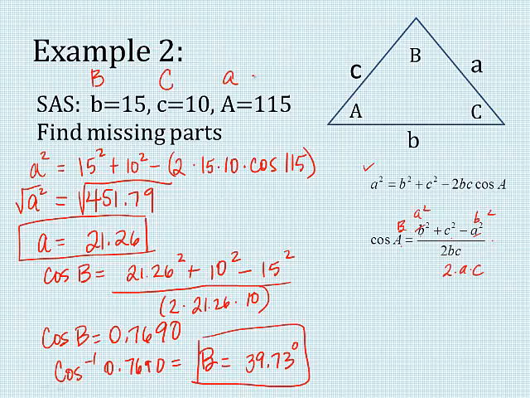All right, we're two thirds of the way there. We found B, we found little a. Now to find big C, we just go to the 180 rule. 180 minus the 115 minus 39.73, and we find out that big C is 25.27 degrees. And that's all there is to it.